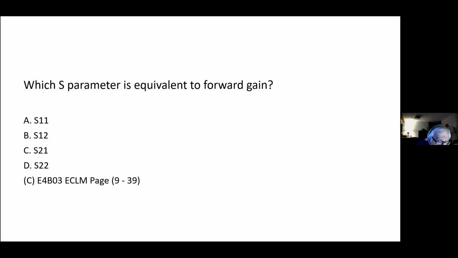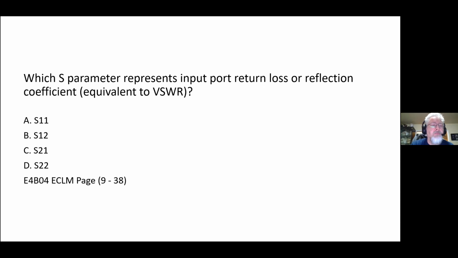Charlie. Charlie is correct, the S21 parameter. Which S parameter represents input port return loss or reflection coefficient, or equivalent to the VSWR? A, the S11, B, the S12, C, the S21, or D, the S22? Alpha is correct, the S11 parameter.